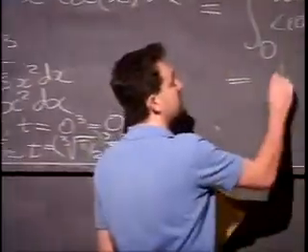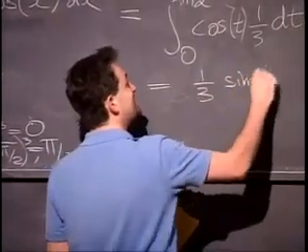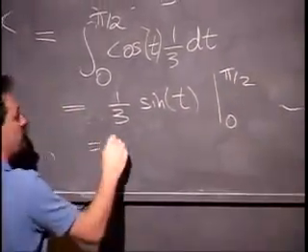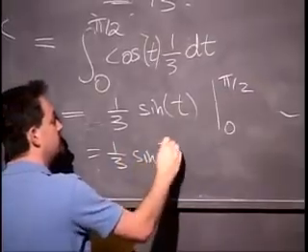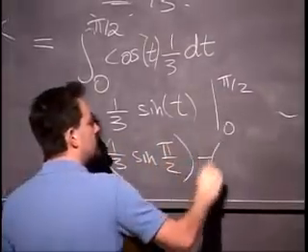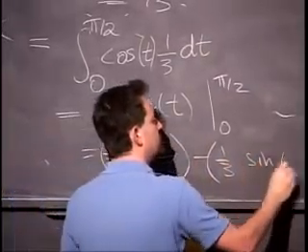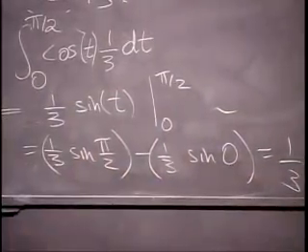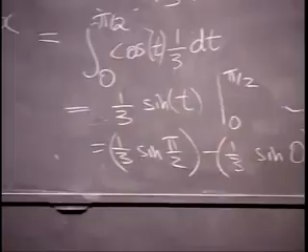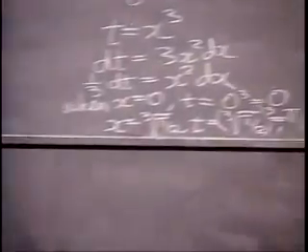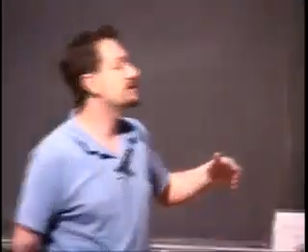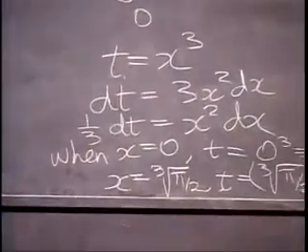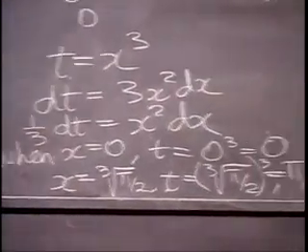You can just finish this as doing 1/3 sine t from 0 to pi over 2. And you get 1/3 sine pi over 2 minus 1/3 sine 0, and as before, sine pi over 2 is 1. Now, I agree, there's nothing different between these two things. It's just a question of writing it. But it normally is quicker to write it using the second method of changing the bounds as well. Okay? Any questions about that?